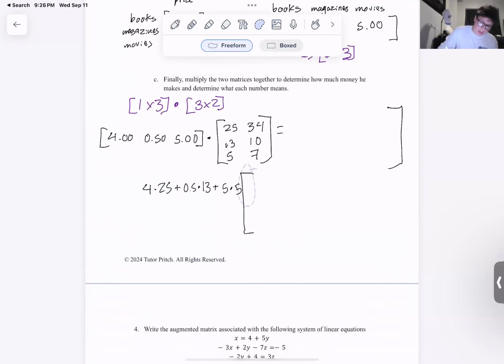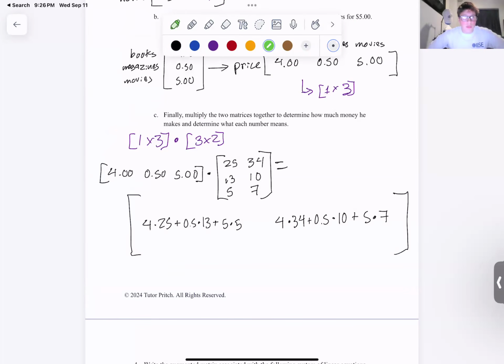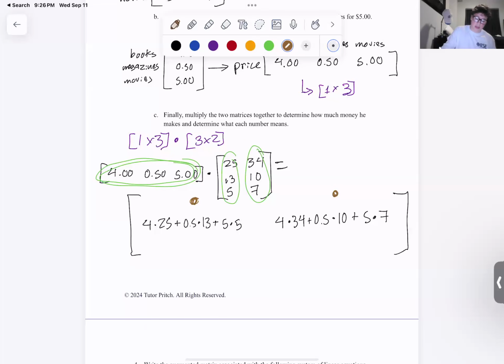Let me make this a little bit easier to read. Don't want to confuse any of you guys. So this is equal to what's below. The second column is going to be 4 times 34 plus 0.5 times 10 plus 5 times 7. Now, if it was a little bit unclear as to how I did that matrix multiplication, remember when you multiply matrices, you're multiplying the rows by the columns. So I multiplied this first row by the first column, and that gave me this right here. And then I multiplied this first row again, because I don't have any other rows, by the second column, and that gave me this value right here.